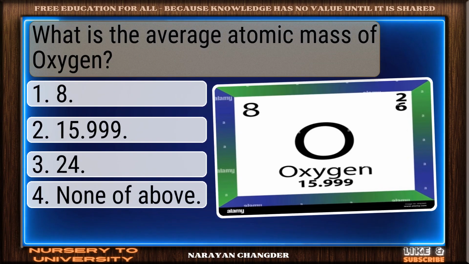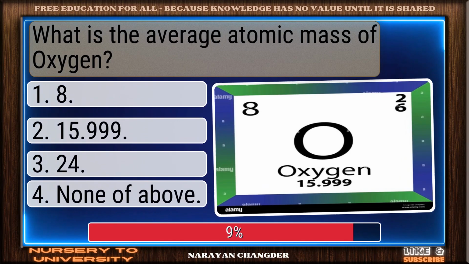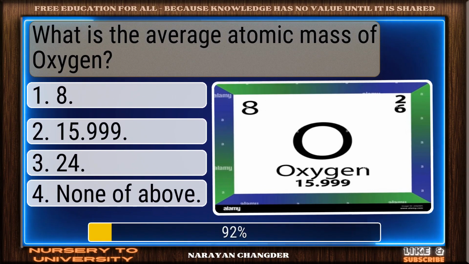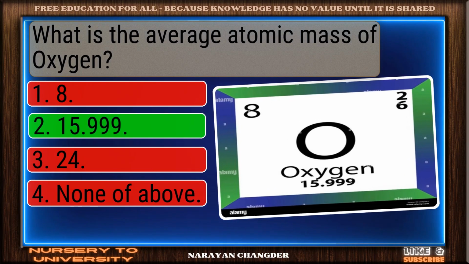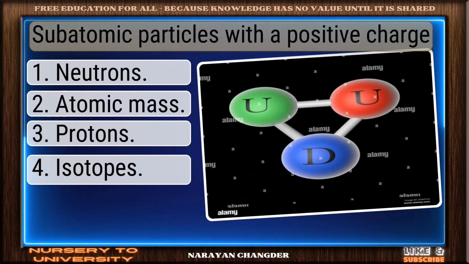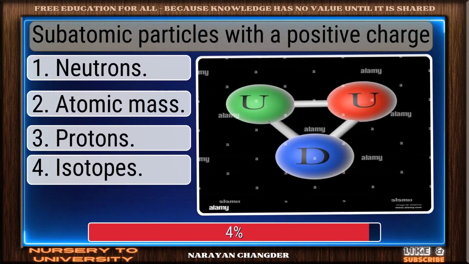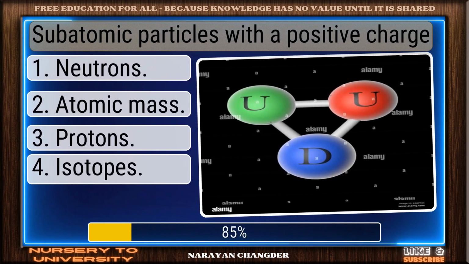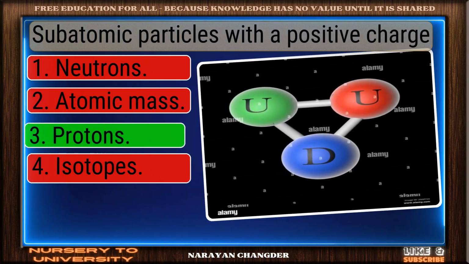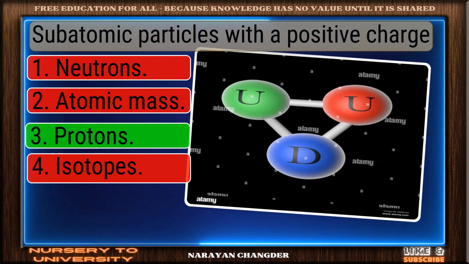What is the average atomic mass of oxygen? Good job. 15.99 works well here. Subatomic particles with a positive charge are... Great job, protons is the accurate answer.